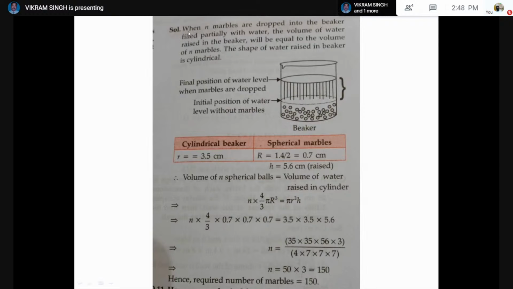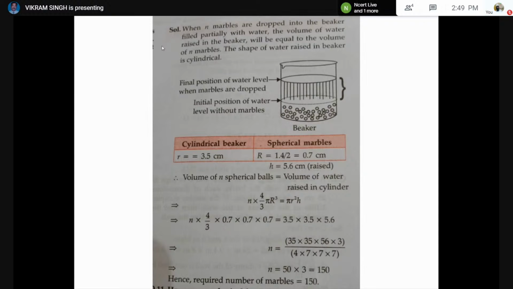In the starting, for the number of marbles, we take a small n. Small n is our assumption for the number of marbles. So when n marbles are dropped into the beaker filled partially with water, the volume of water raised in the beaker will be equal to the volume of n marbles, as I told you. The shape of the water raised in the beaker is cylindrical. It means the radius of the cylinder is 3.5, and for the spherical portion the radius is half of the diameter, which is 0.7.